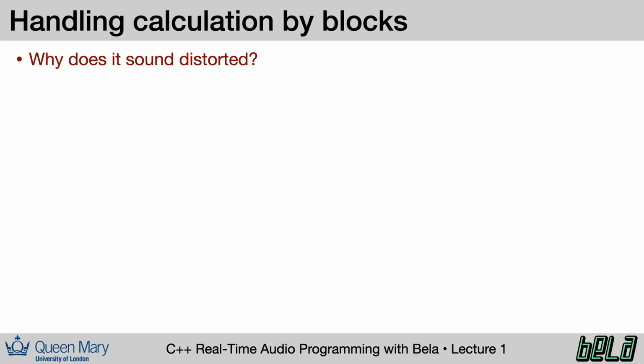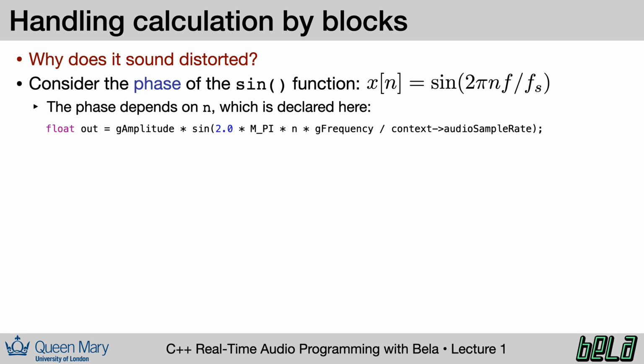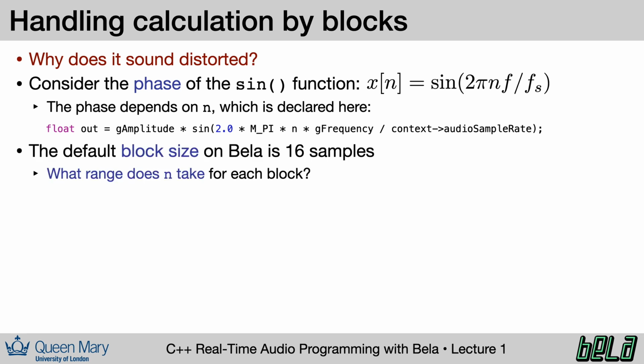Why does this sound distorted? Well, what we have to consider is the phase of the sine function. We're calculating this signal x of n. x[n] is equal to sin(2πn·f/fs), where f is the frequency, 440 Hz, fs is the sample rate, and n is the number of the sample. So the phase of the sine function depends on the value of n, and that's what we saw in this line of code here. Now, the default block size of Bela is 16 samples.